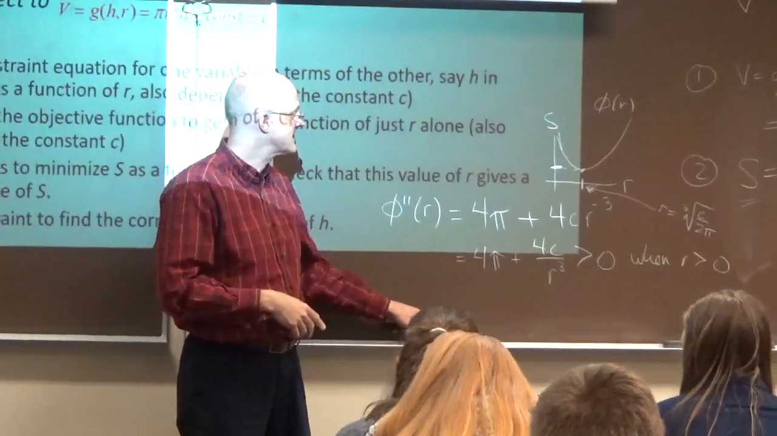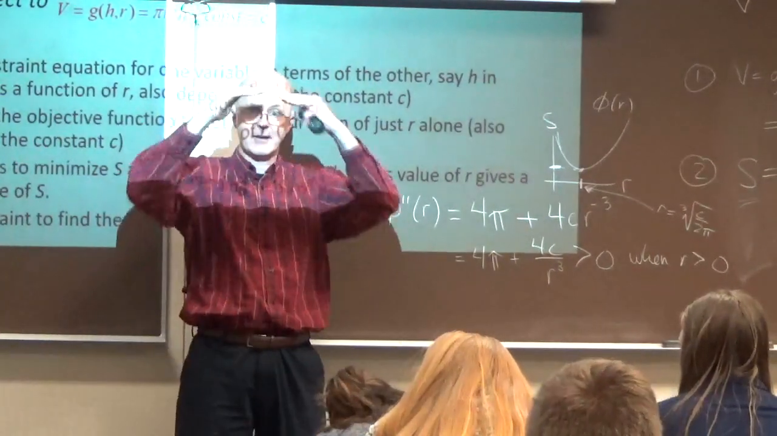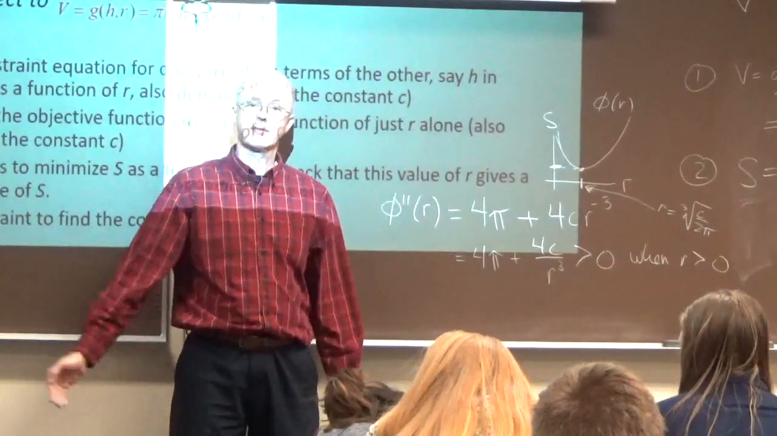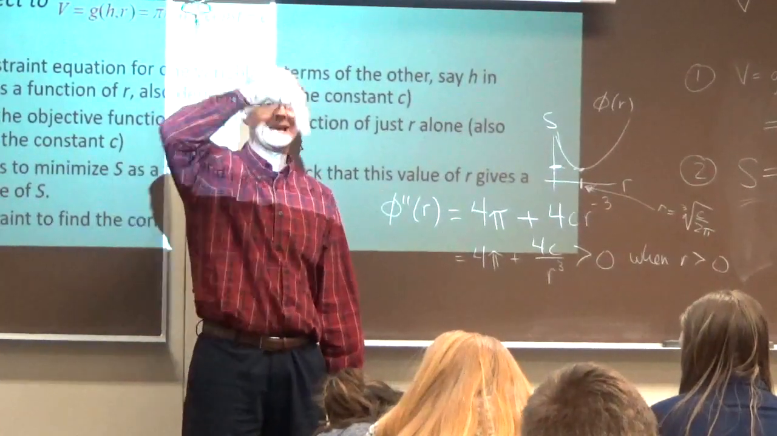For maximum points, the second derivative would have to be negative, the graph would have to be concave down, and the first derivative would have to change sign from positive to negative.